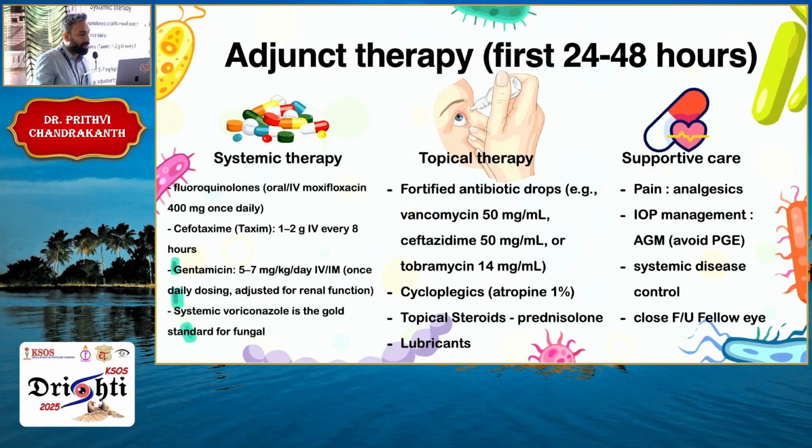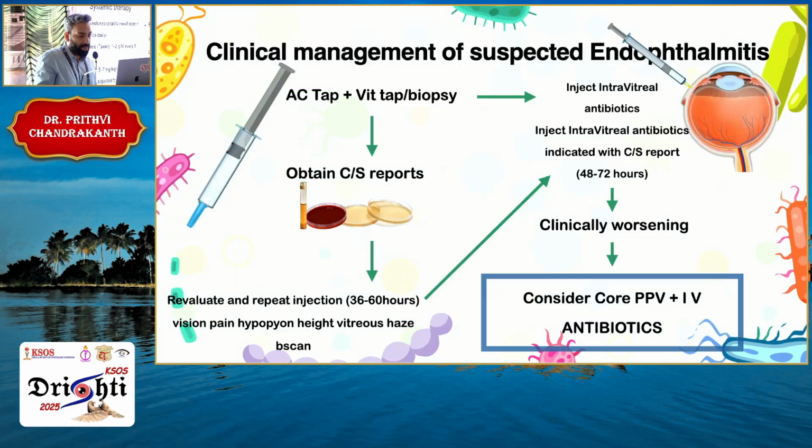Any adjuvant therapy in the first 24 to 48 hours: systemic fluoroquinolones, cefotaxime, gentamicin, and voriconazole. Any topical therapies like fortified antibiotic drops, cycloplegics, topical steroids, lubricants, and supportive care for pain, analgesics, any agents for IOP increase. And this is the basic clinical management of suspected endophthalmitis.